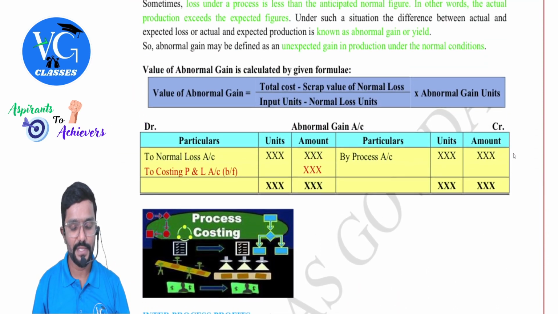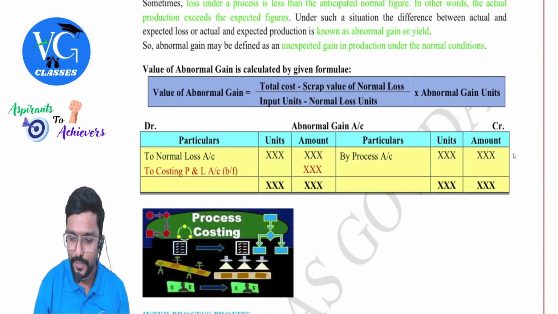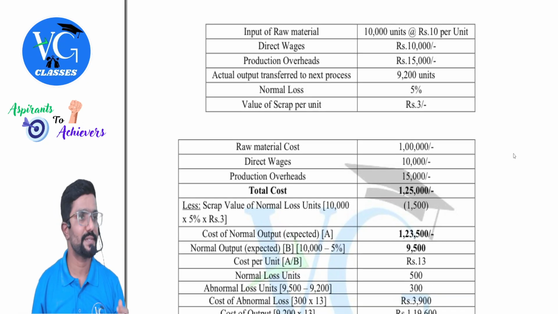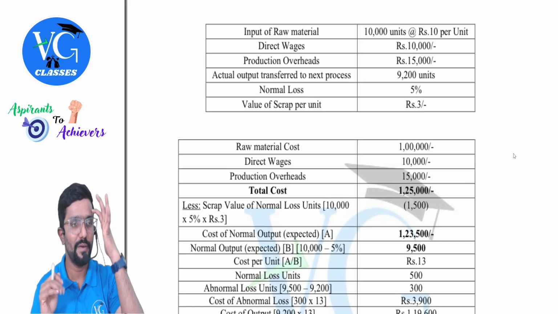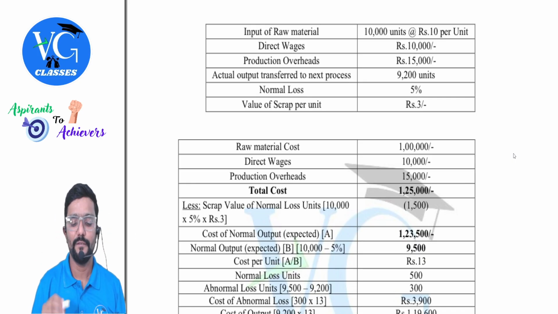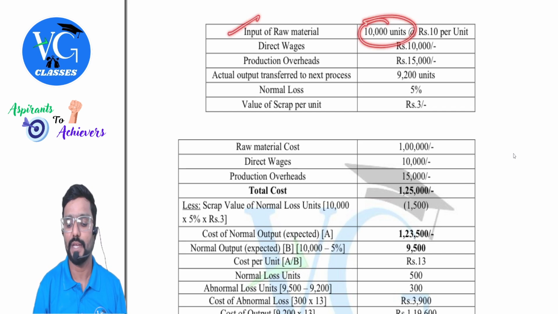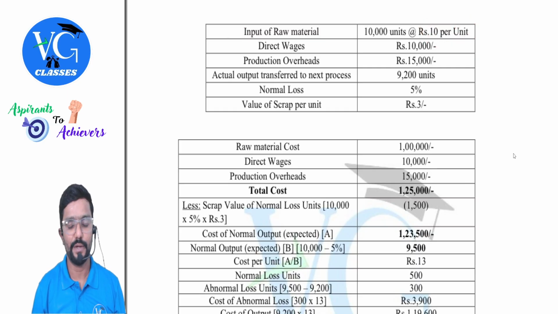So we have covered some basics about process costing. Let me also explain it through an example. I already gave one or two examples, but I am taking one more here. First, raw material of 10,000 units is introduced into the production process at a cost of 10 rupees per unit. So the total cost is 1 lakh.